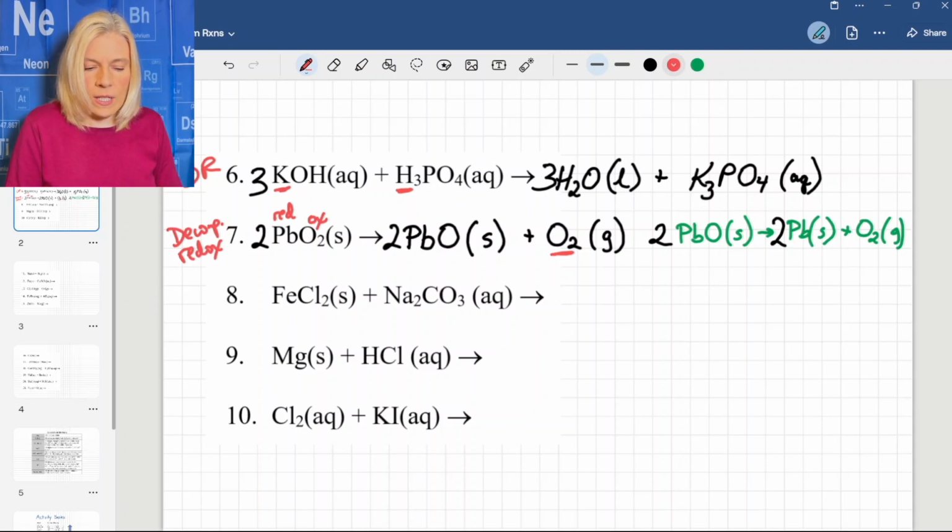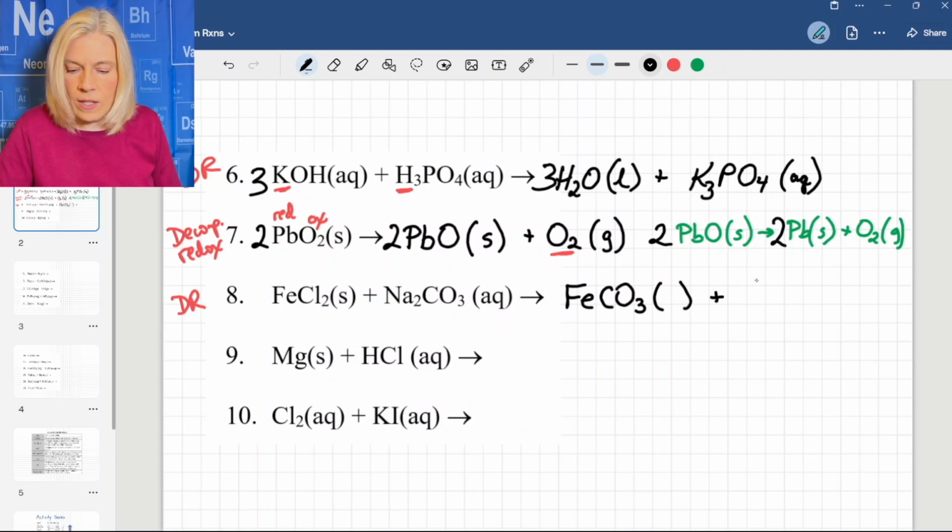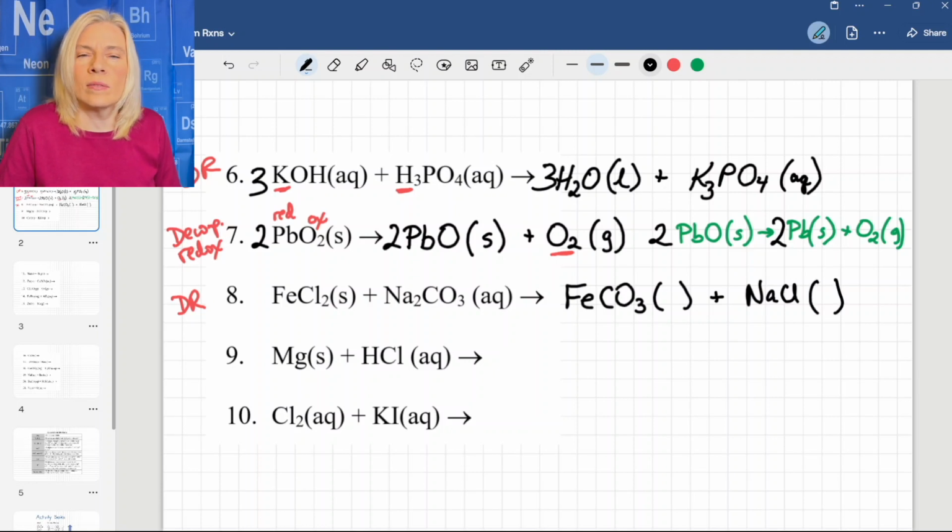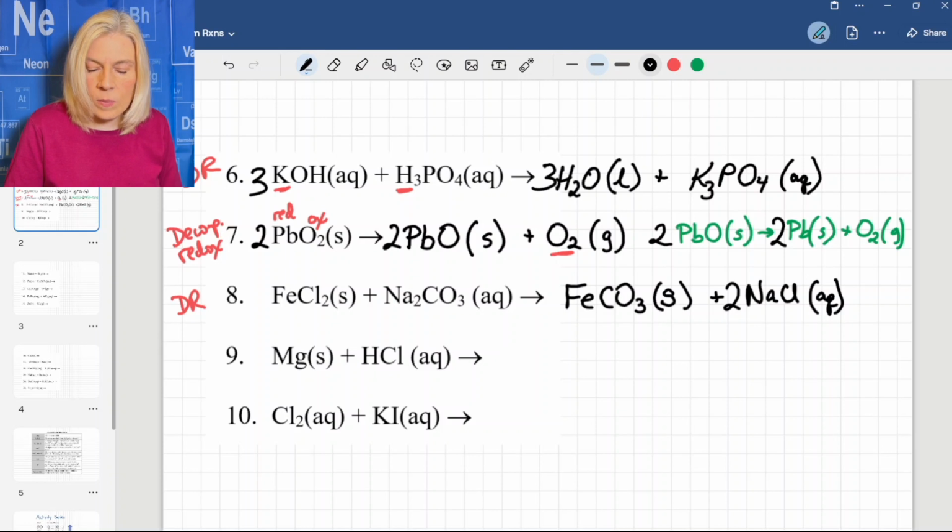So what's going on here? 2 ionic compounds. We have our double replacement reaction, yes? Let's go quickly. We will have iron 2 carbonate, and then we will have sodium chloride. Is sodium chloride soluble? Do you need solubility rules? Do you live on the east or west coast? Do you live next to an ocean? That's salty, right? So sodium chloride is AQ. We need 2 of them to balance. Here we go. And this guy, carbonates are not soluble, so this will be my solid. So it's my double replacement reaction.